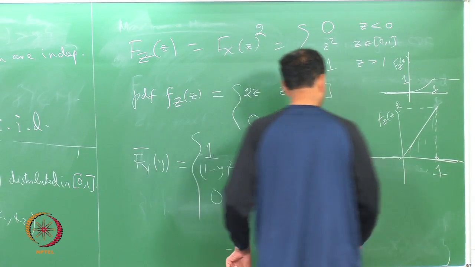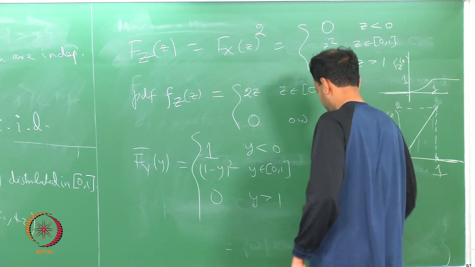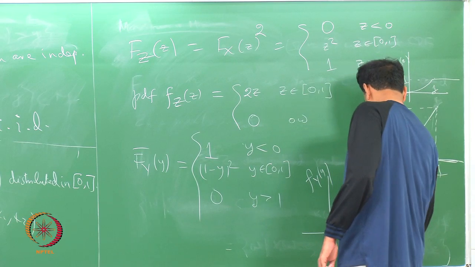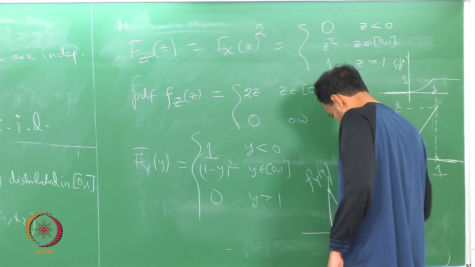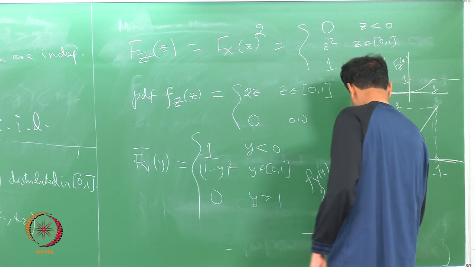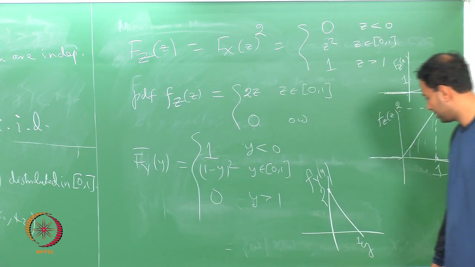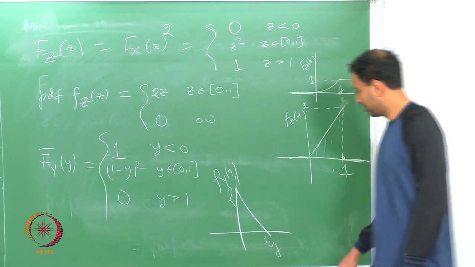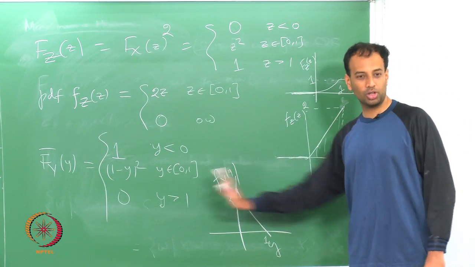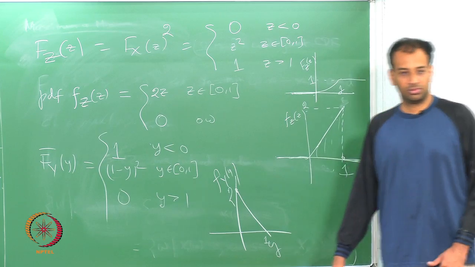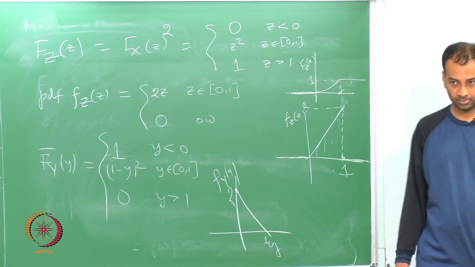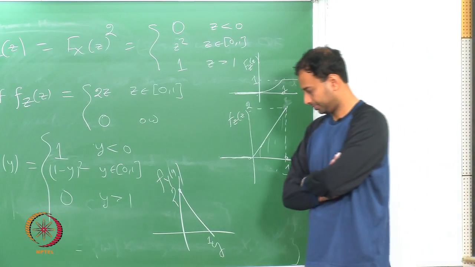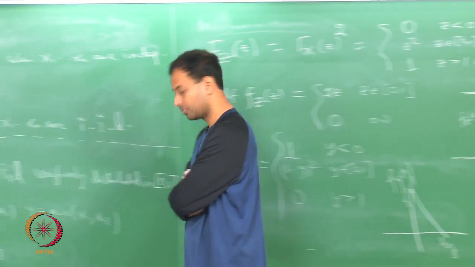So the PDF will be the derivative of this. If you plot the PDF, it will look like that, twice 1 minus y, right? It looks like that. So the minimum has more mass towards 0, as you would expect. Is that clear?